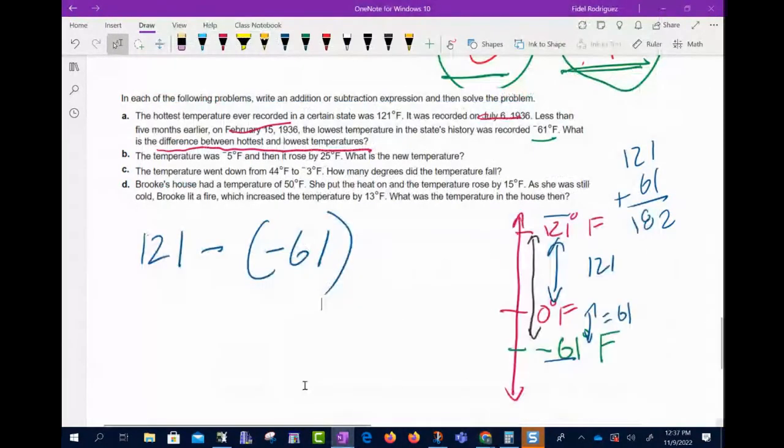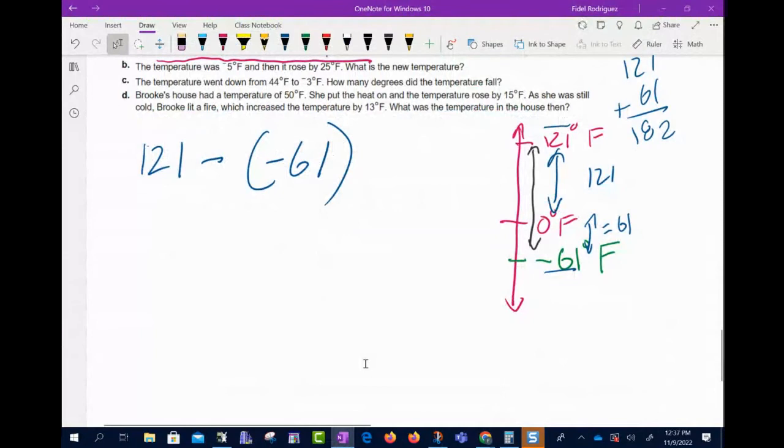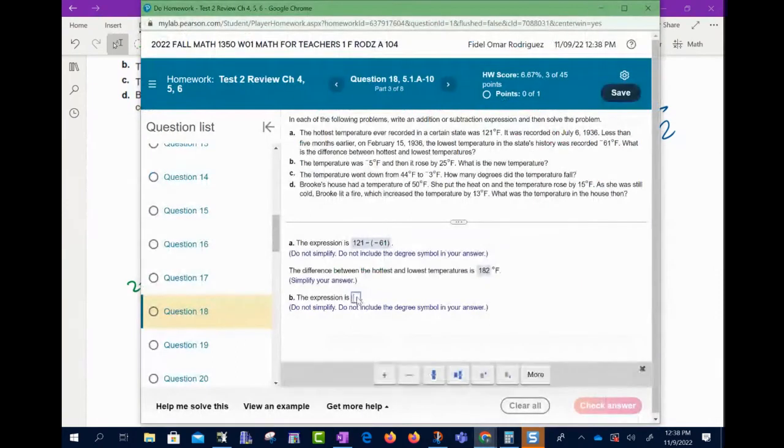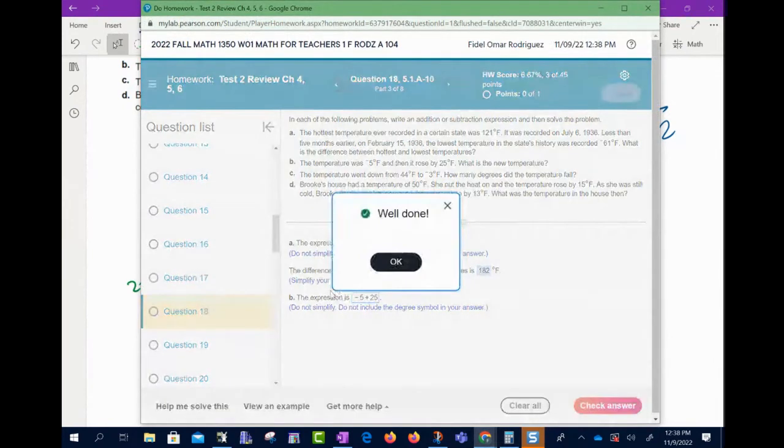So look, let's look at part B. Part B says the temperature was -5 and then it rose by 25 degrees. What is the new temperature? Okay, so again, I would probably show my students the same way. I would say, look, here's 0 degrees. -5 is right here. And we're going to rise up a total distance of 25 degrees. So I would say, look, -5 plus 25, right? And that's exactly what I'm going to write over here. So -5 plus 25, okay?